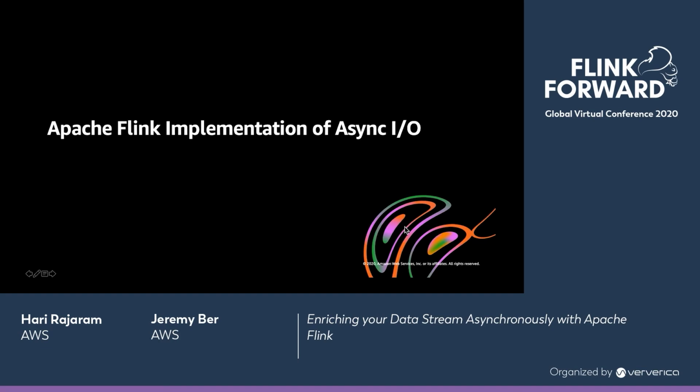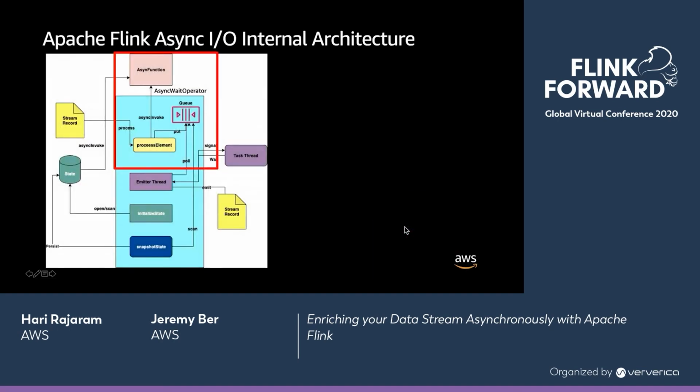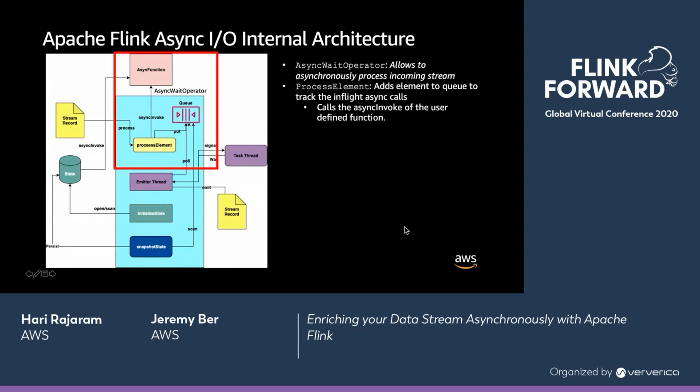Thanks, Jeremy. So what we will see here is the internal architecture of how Flink has implemented or facilitated the async calls for doing async IO operations. The crux of the architecture is the async wait operator. The async wait operator allows you to asynchronously process the incoming stream. Typically, stream data is processed via the process element call.